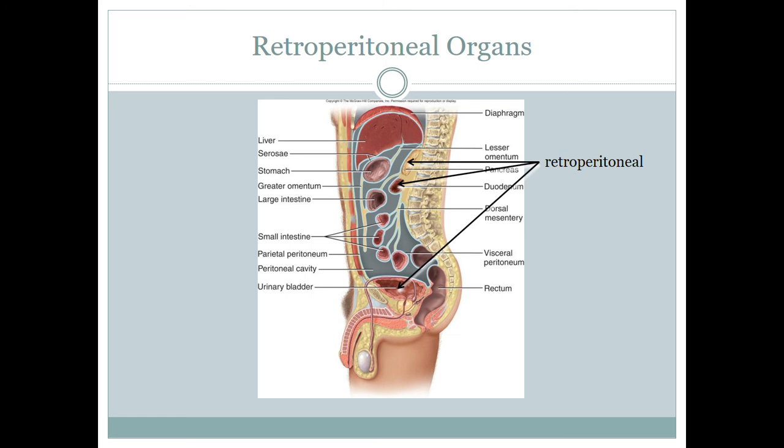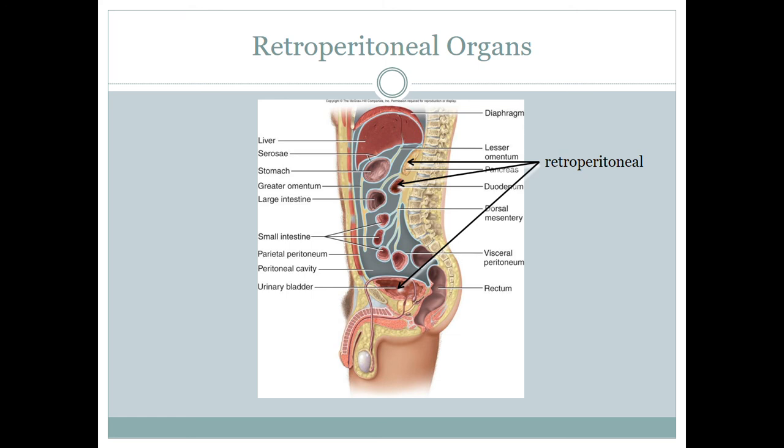Kidneys are not shown in this mid-sagittal section because they are to the left and right of the midline. But the kidneys, the ureters, also the uterus, the oviducts or fallopian tubes, and the ovaries, those are all retroperitoneal. So there are quite a few organs that are said to be retroperitoneal.